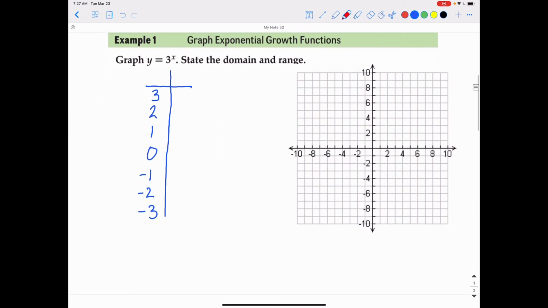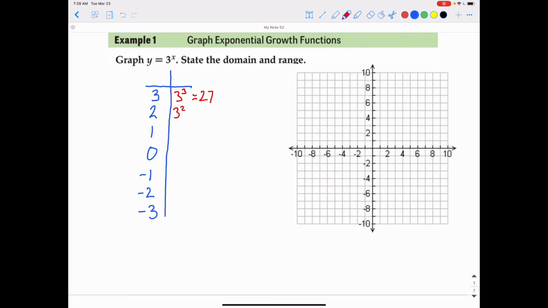Let's do another one. This one says graph y equals 3 to the x power, and we're going to state the domain and range. So to see what y equals 3 to the x power looks like, we are going to do another t-chart. So we're going to take each one of the numbers, place them in for x. So we get 3, and we replace the x with this third power right here, 3 to the third power. 3 to the third power is 27. So the first point I would graph is going to be 3, 27. So you're going to see that's going to be pretty high off my typical graphs.